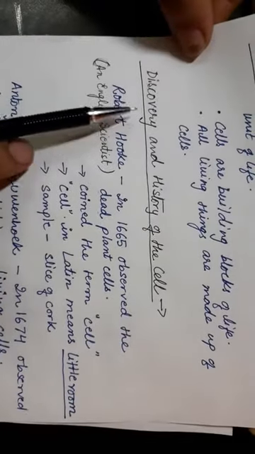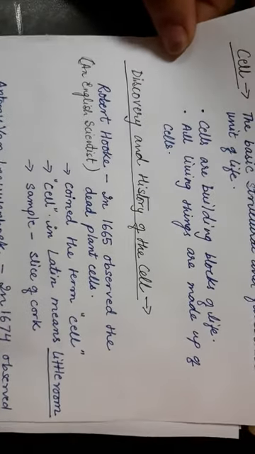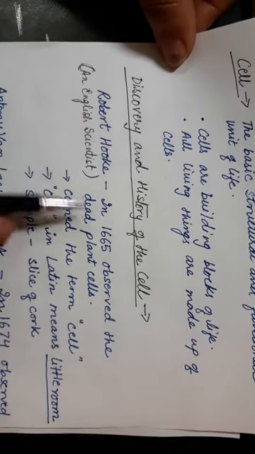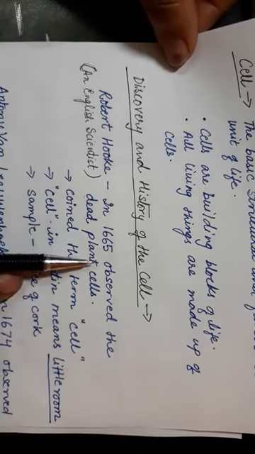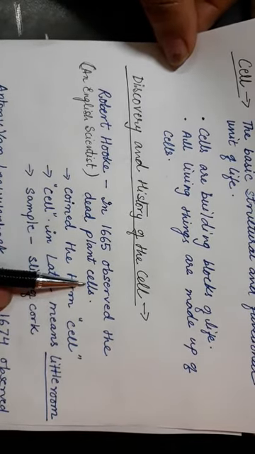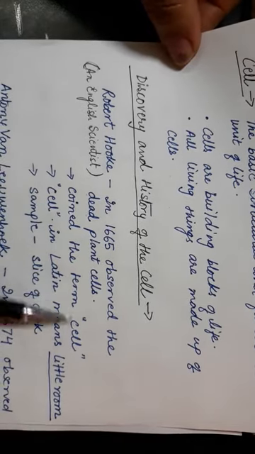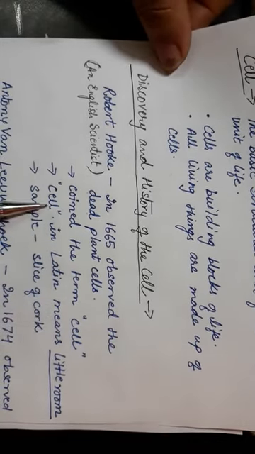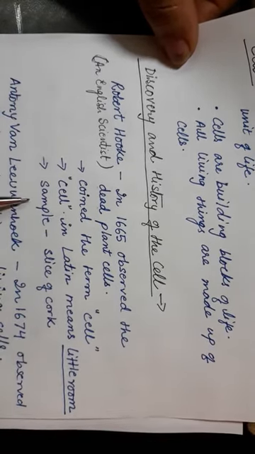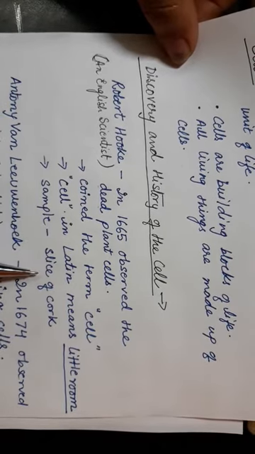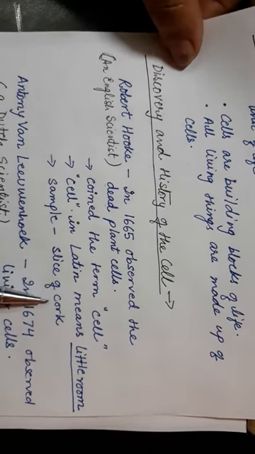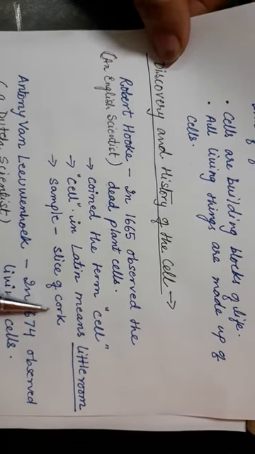When we look at the discovery and history of the cell, we see an English scientist, Robert Hooke, in the year 1665, observed dead plant cells. He was the one who coined the term cell. The cell in Latin means little room. And the sample which he took for his study was a slice of cork. What is a cork? A cork is a part of the bark of a tree.